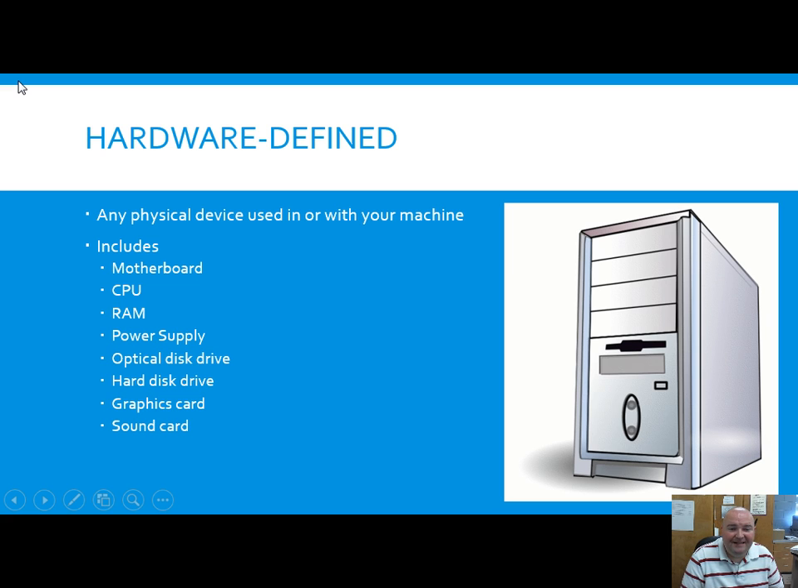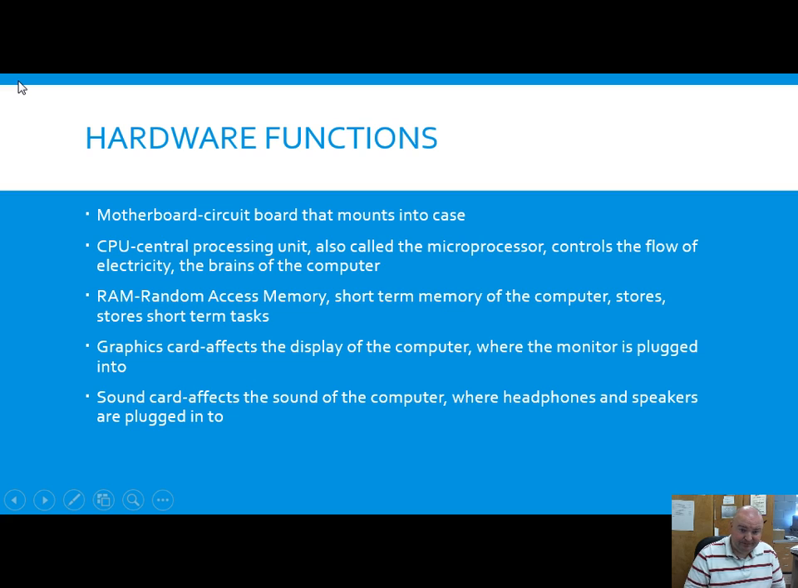Hardware defined, that's any physical device used in or with your machine. That includes the motherboard, CPU, RAM, power supply, optical disk drive, graphics card, and sound card. And in class, if you weren't here when we did that, we did open up a computer and identify each one of those parts inside the computer. All of those different parts, they have different functions.